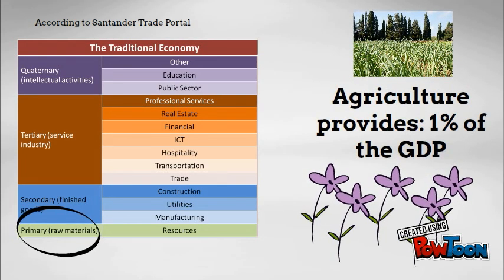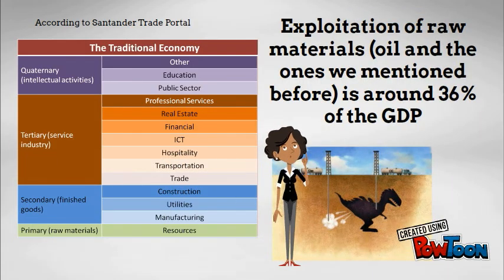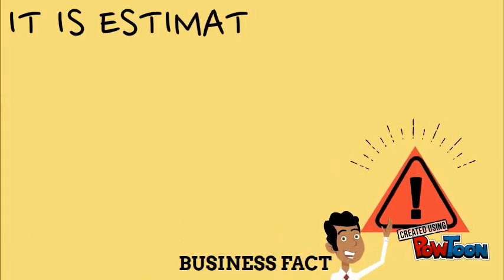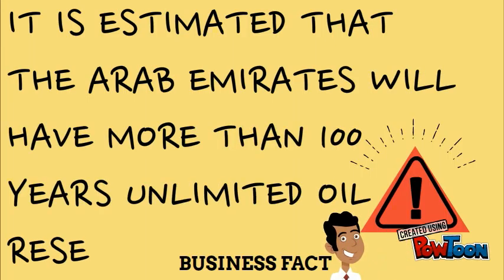It provides less than 1% to the GDP, but the second part, which is the exploitation of the raw materials, is around 36% of the GDP. It is estimated that the Arab Emirates will have more than 100 years of unlimited oil reserves.